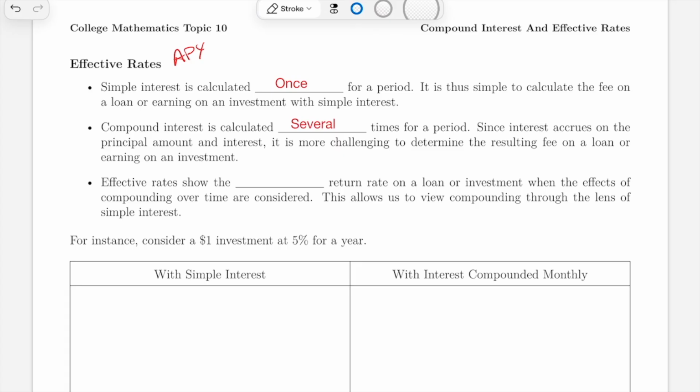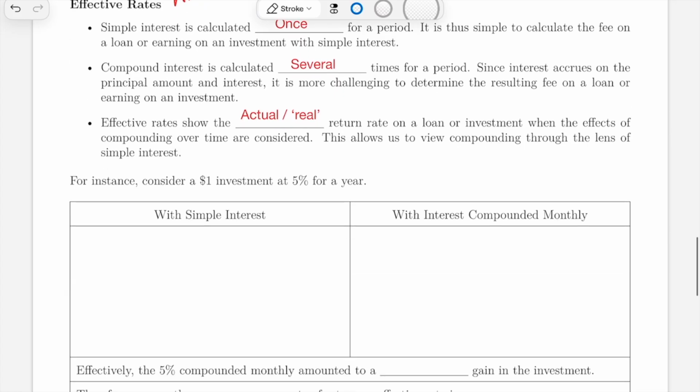Since interest accrues on the principal amount and the interest, it's a little bit more challenging to determine the resulting fee on a loan or how much interest is earned, just a little bit. Effective rates show the actual or the real rate of return on a loan when the effects of compounding over time are considered. It's going to allow you to compare several different rates and different compoundings with what the equivalency would be on a simple interest loan.